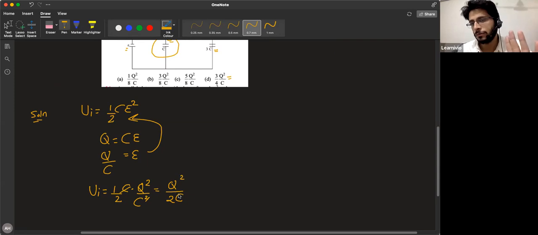Is it clear? Sir, how do you get half C E square? This is the expression of energy stored in a capacitor. This topic is covered.